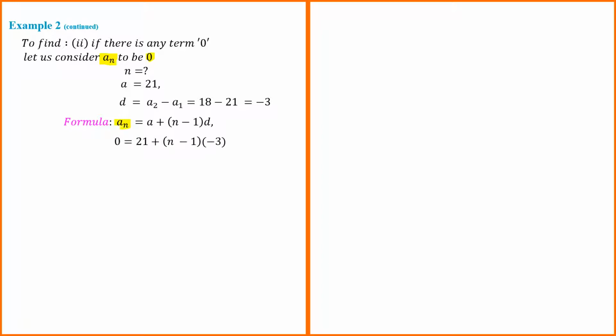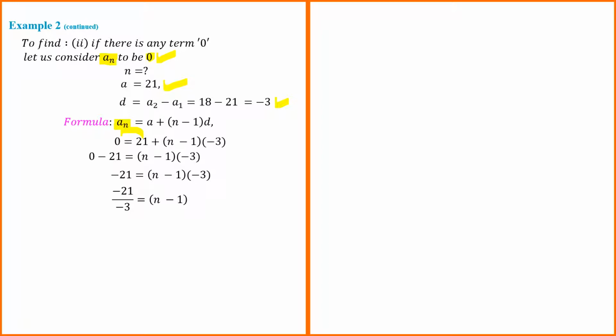Here it is an, what's the value of an? It's going to be 0. What's the value of a? It's 21. What's the value of n to be found? Yes, and the value of d is minus 3. And here 21 going to the other end, transpose to the other end, it's going to be minus 21. Then transpose your minus 3 to the other end, it's going to be divided by minus 3.